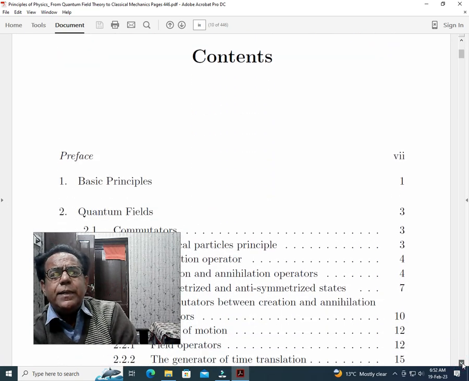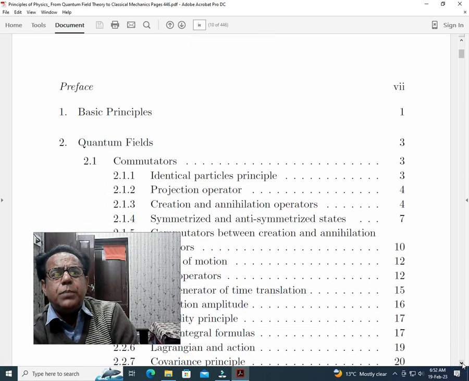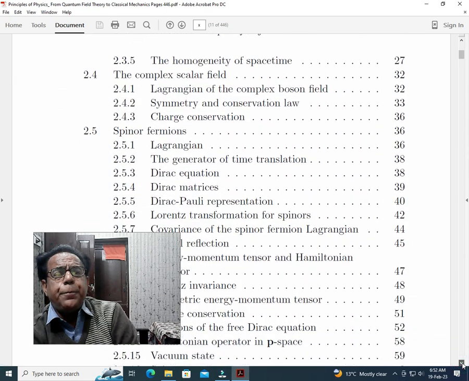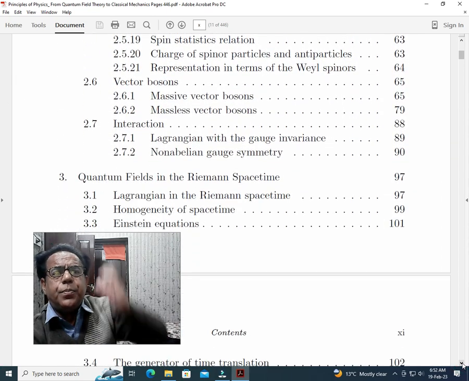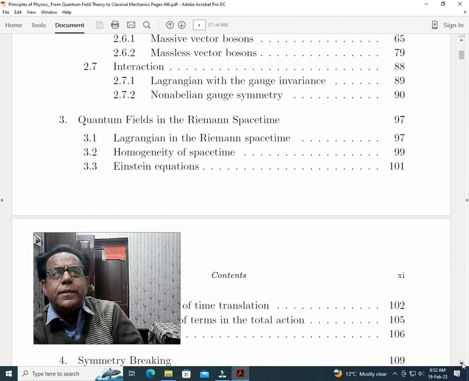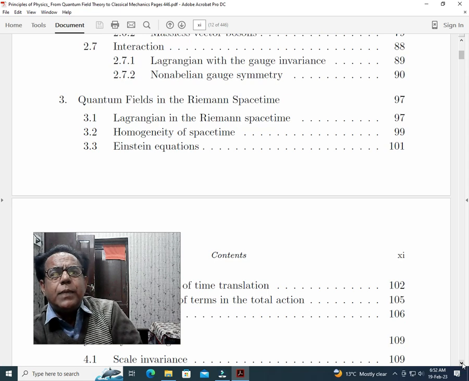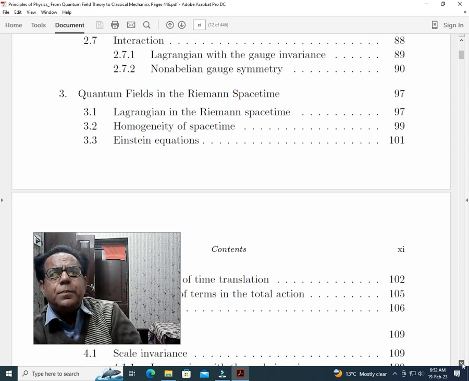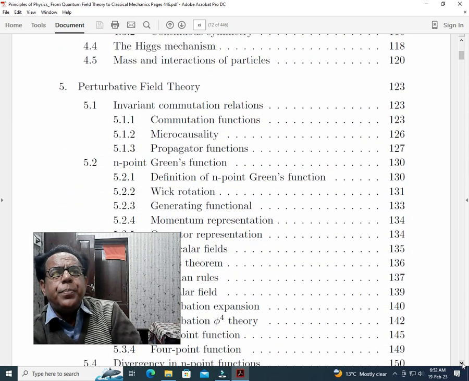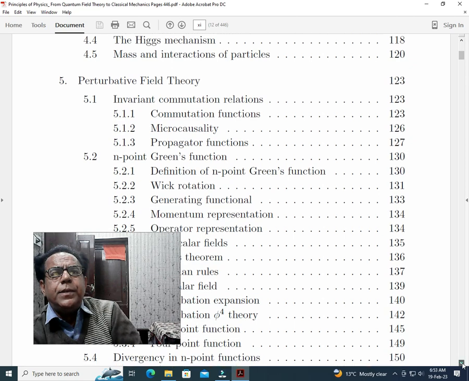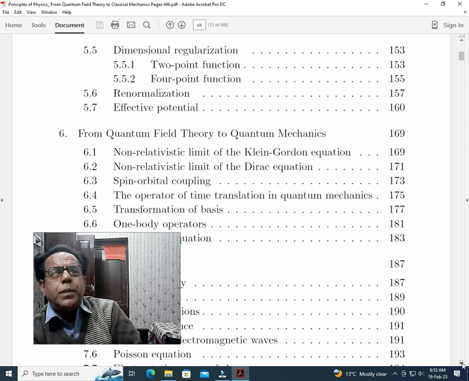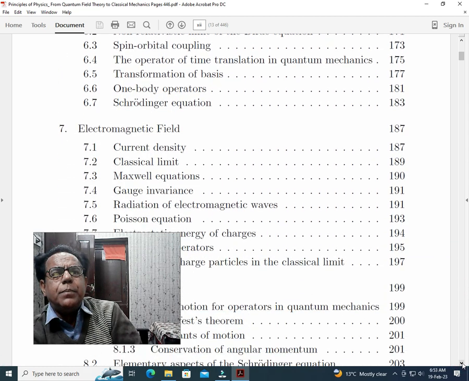8th August 2013, while copyright is of 2014. Okay, basic principles, quantum fields, then quantum fields in the Riemann space time. Symmetry breaking, chapter number 4. Perturbative field theory, chapter number 5. From quantum field theory to quantum mechanics, chapter number 6.